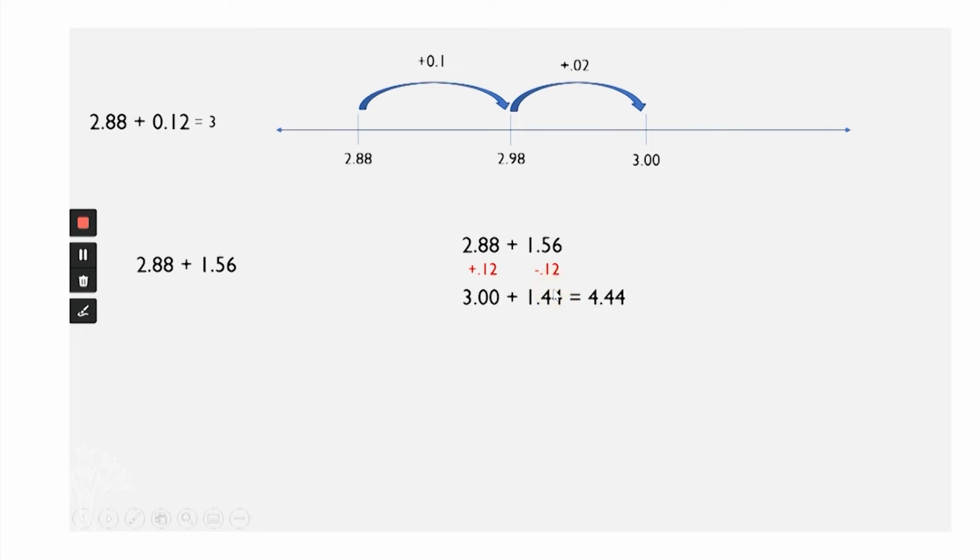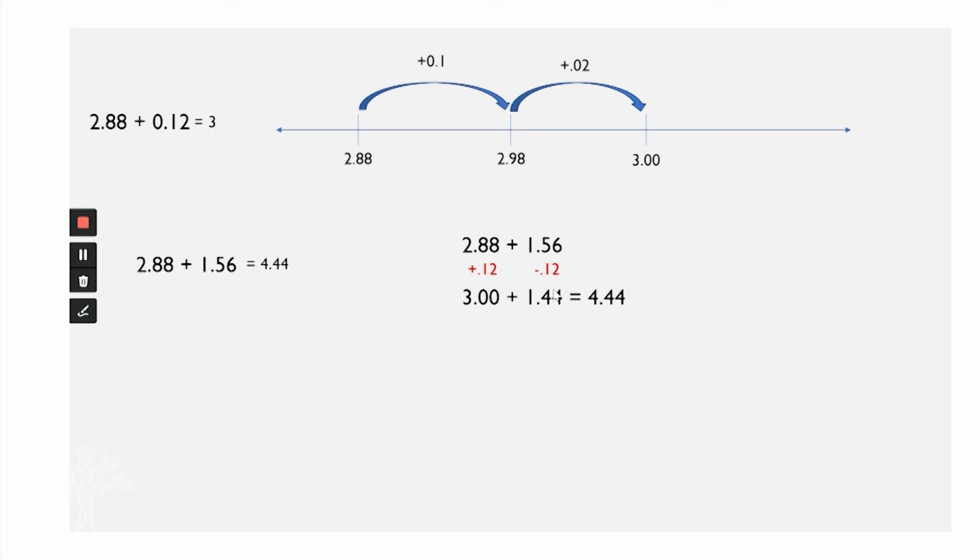Let's look at it. 2 and 88 hundredths plus 12 hundredths we know is 3, and 1 and 56 hundredths take away 12 hundredths is 1 and 44 hundredths. Now I have that whole number plus a decimal, which I can do in my head. 3 plus 1 and 44 hundredths equals 4 and 44 hundredths. So 2 and 88 hundredths plus 1 and 56 hundredths equals 4 and 44 hundredths.